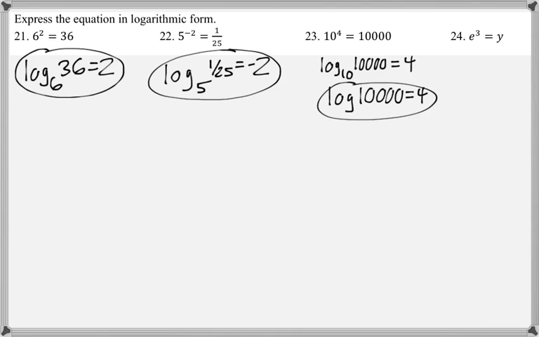And then for 24, this is going to be log base e of y is equal to 3. And log base e, we can express that as ln of y is equal to 3.